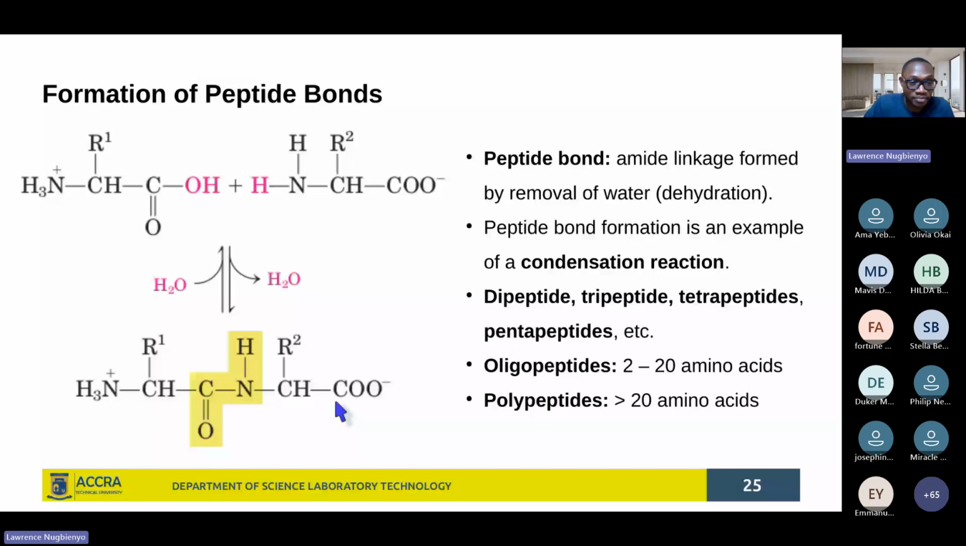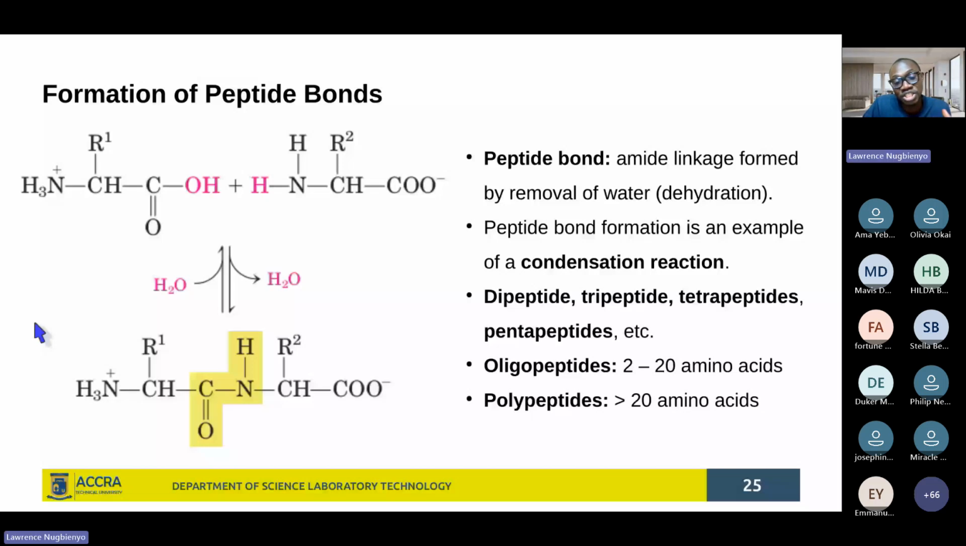That's what it is. Now, this is a formation of a peptide bond between two amino acids. That will give you what? This molecule that you have here is a dipeptide. So that's a peptide containing two amino acids.